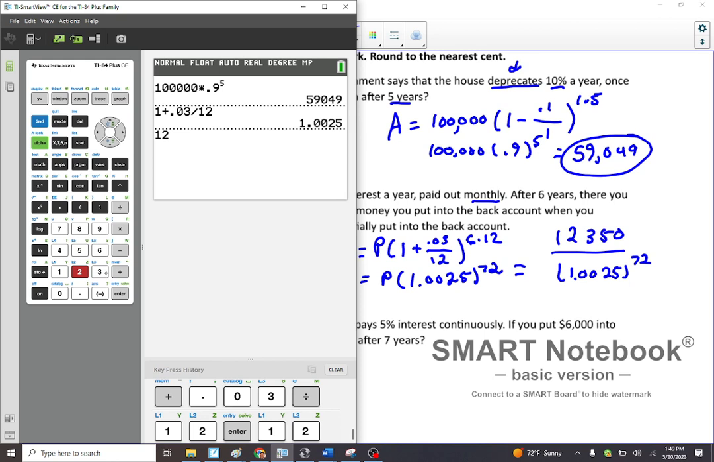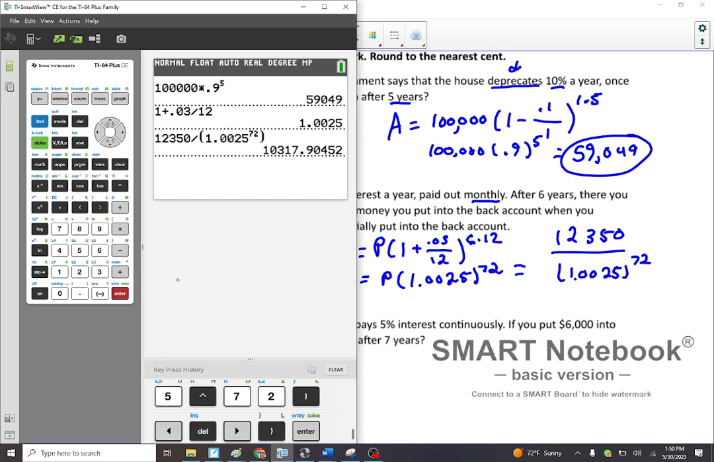So 12350 divided by, I'm going to put this in parentheses so I don't make a mistake, 1.0025 to the power of 72. I got 72 by 6 times 12. And make sure when you put the final parenthesis, it's normal size. Wait, 72 goes into the parentheses? Yeah, because I'm just applying it to this number directly. It'll be easier to do it like that. Let's say I put it outside the parentheses, it'll make a difference. You try it? How'd you get that?